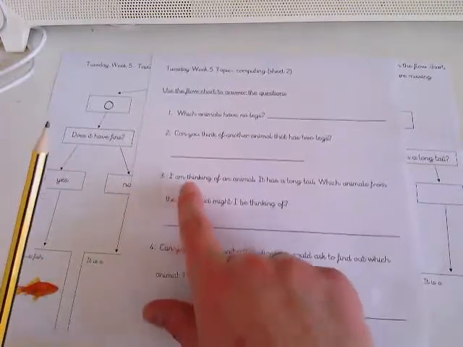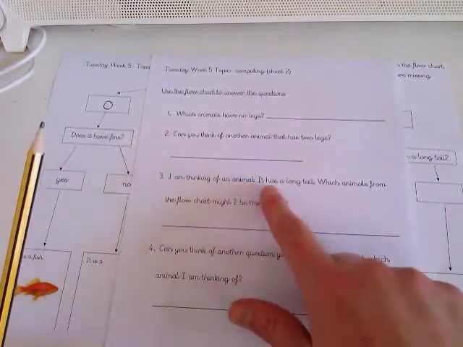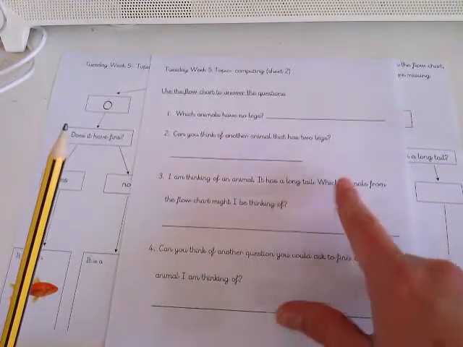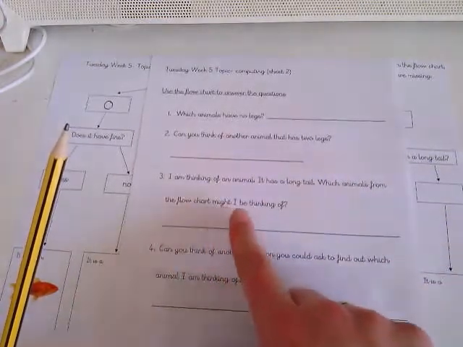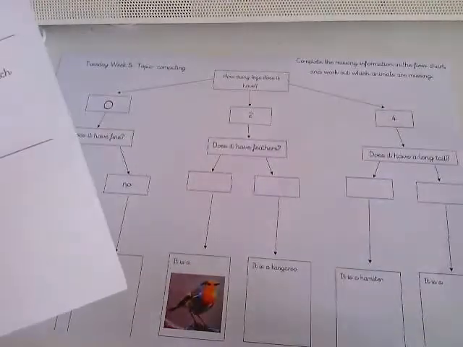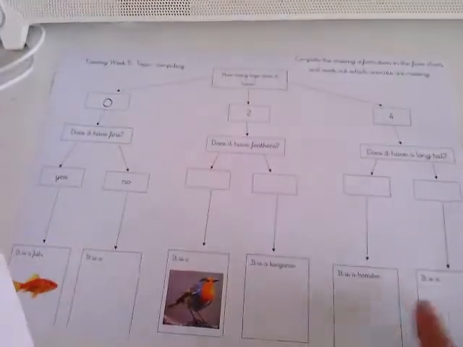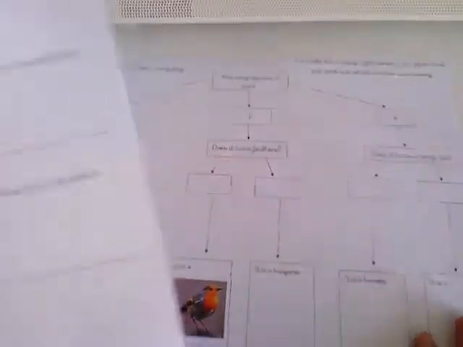3. I am thinking of an animal. It has a long tail. Which animals from the flowchart might I think of? So, which of the animals on the flowchart have a long tail? I'll give you a clue. There's more than one animal on there.